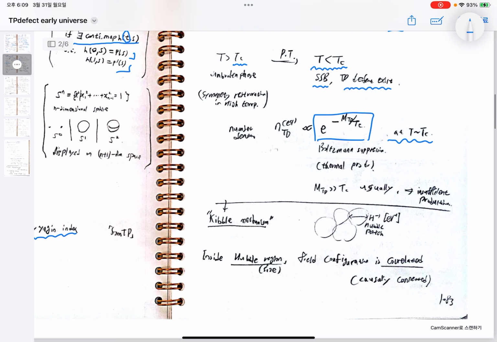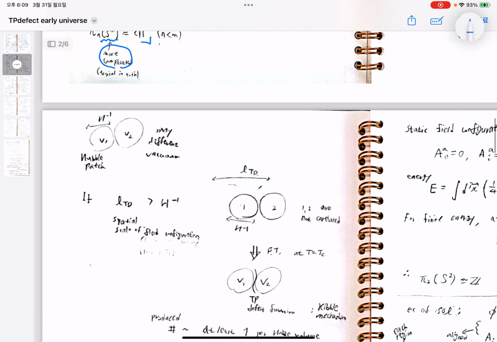This is the case of thermal production, but usually the mass of the topological defect is extremely larger than the critical temperature, so the production is insufficient. So there is another production mechanism, which is the Kibble mechanism. There is a Hubble parameter H, and the Hubble region is given by H inverse, the size of the Hubble patch. Inside of this Hubble region, the field configuration is causally connected, so the configuration is correlated with each other.